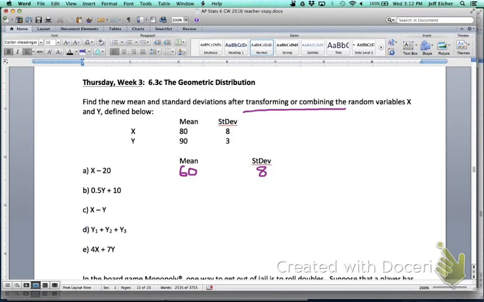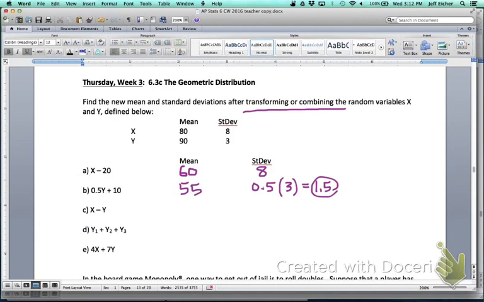The next one, we have multiply by a constant and then add 10. So for variable Y, that would be half of 90 plus 10. The mean's affected by both operations. So that would be 45 plus 10 is 55. And the standard deviation is only affected by the multiplication of the constant, not adding a constant. So that would be 0.5 times 3, which is the standard deviation of Y. So that would be 1.5, the new standard deviation.